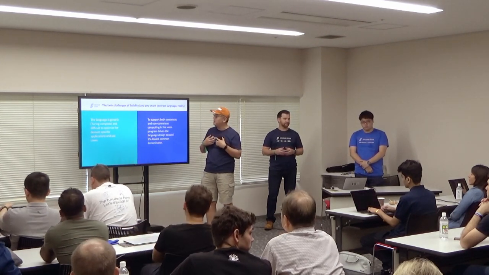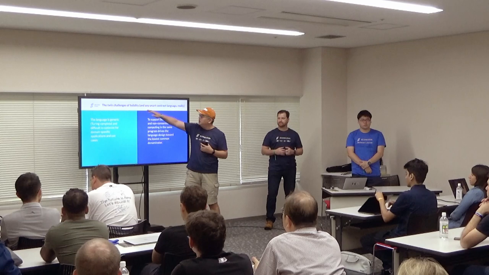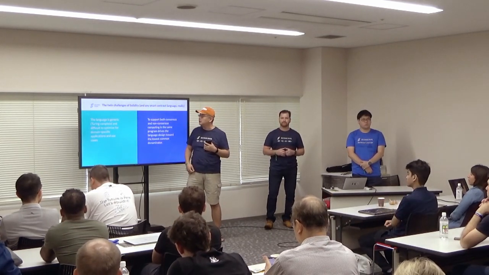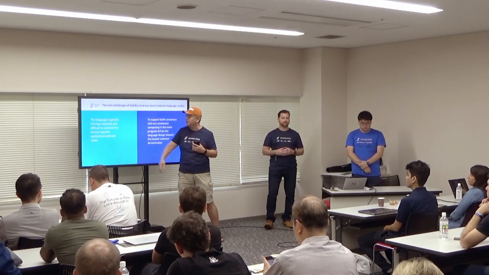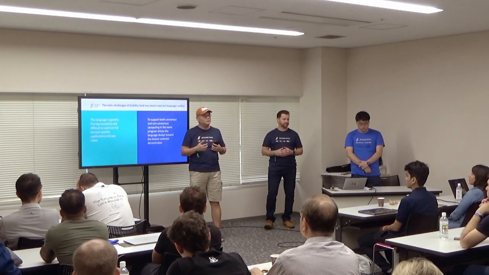We are a developer tools company. Why do developers find smart contracts so difficult to grasp and to write? The first is, it's not only Solidity, but all the other smart contract languages currently available on the market. The language is generic. It has to be Turing complete. So that means it's difficult to optimize for domain-specific applications.